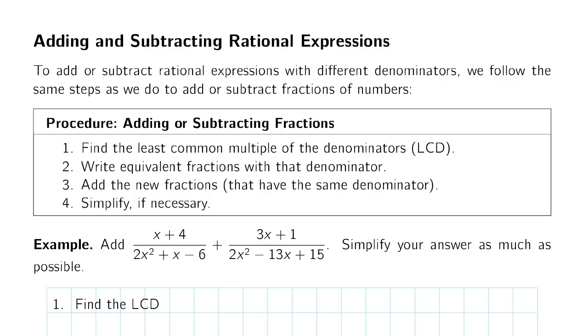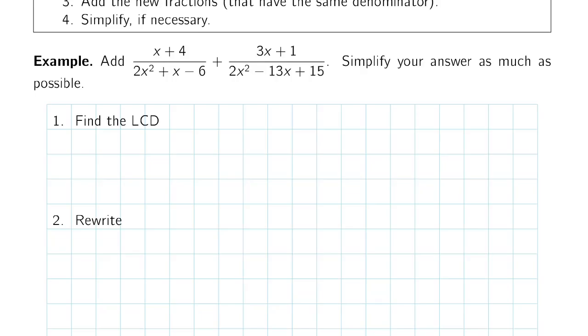So here are two rational expressions with different denominators. We're going to try to add them. So we have x plus 4 over 2x squared plus x minus 6, plus 3x plus 1 over 2x squared minus 13x plus 15.